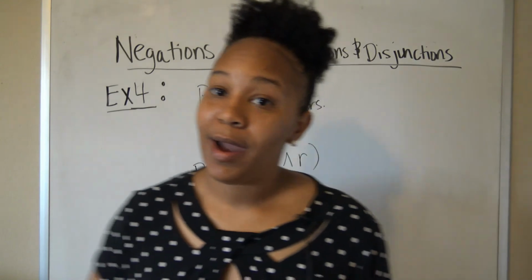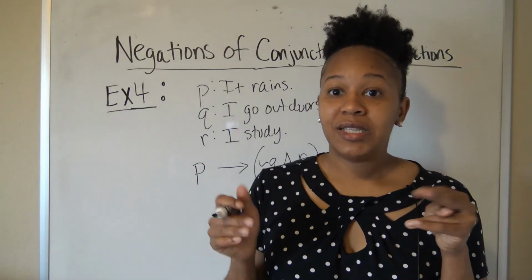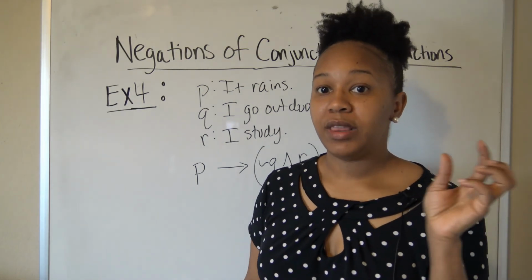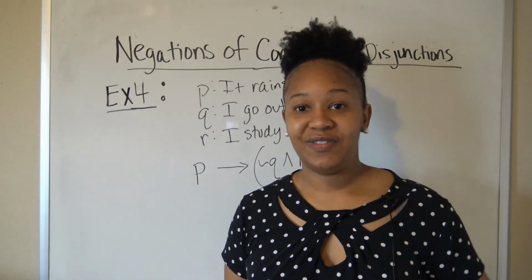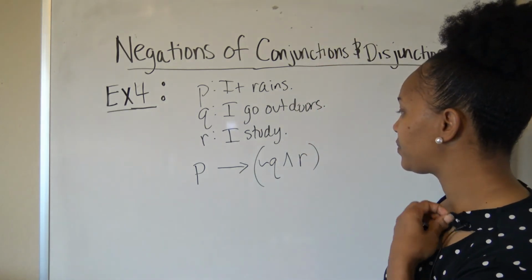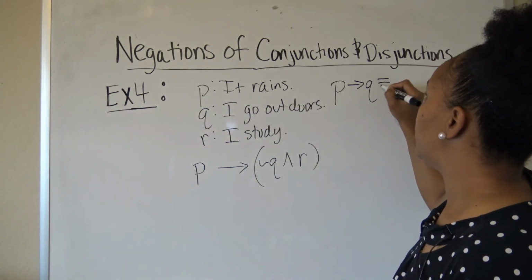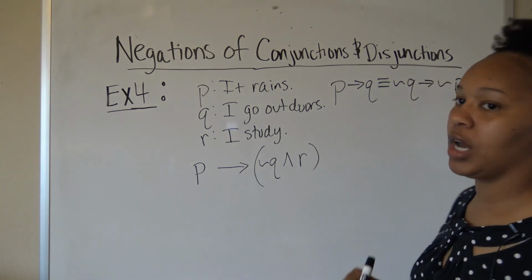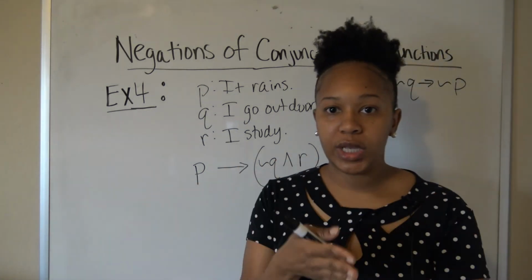Now we want to write an equivalent statement to that statement. We have to not only use De Morgan's law, but we also have to use the fact that the conditional is equivalent to the contrapositive. We talked about this in the last video. Remember, P implies Q is equivalent to not Q implies not P. That's the contrapositive. Basically, you switch and you negate.